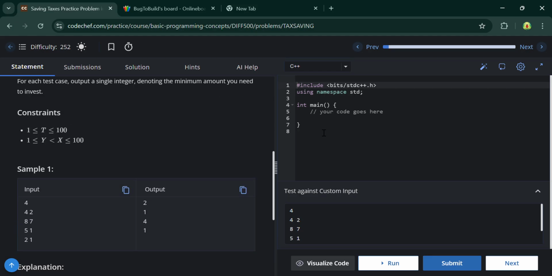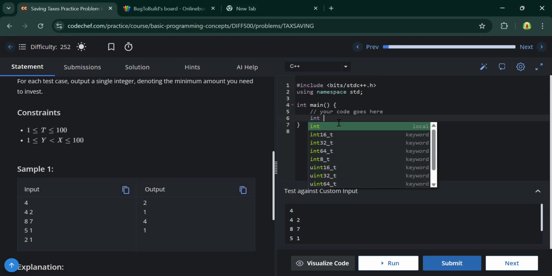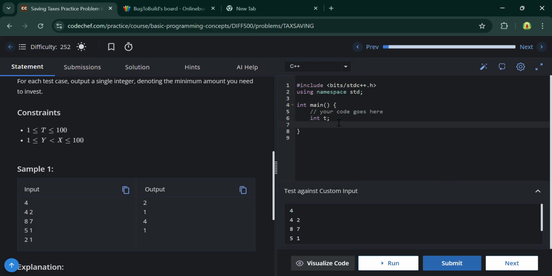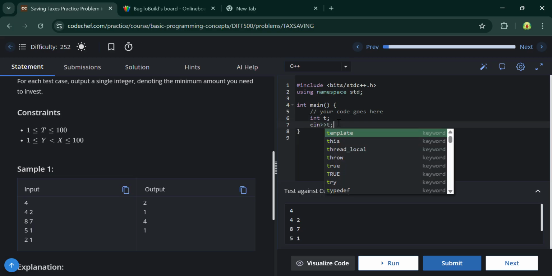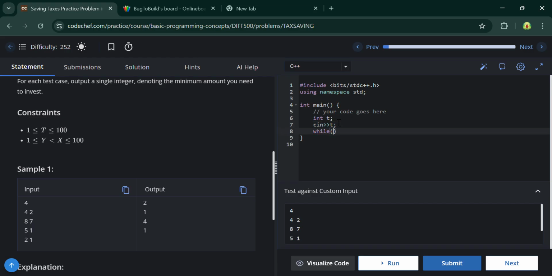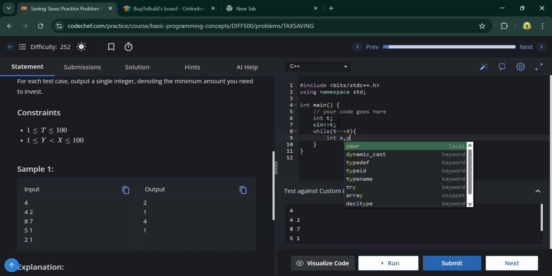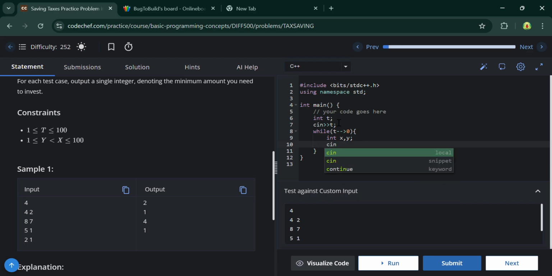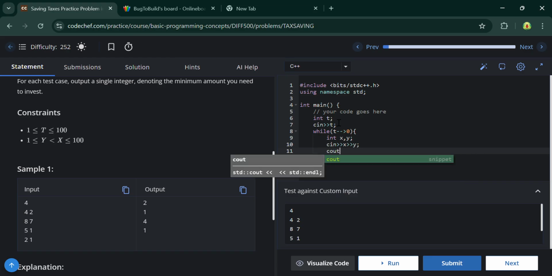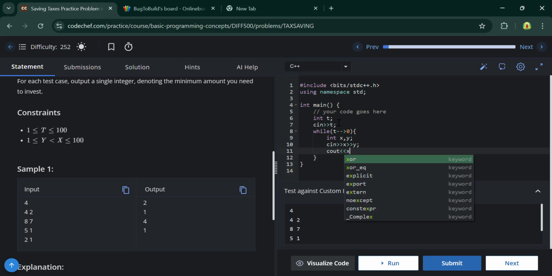Okay, so let's do this. First you have to create an int t, which is the number of test cases, and then take input t. Then while t-- is greater than 0, you have to declare int x, y, which is the amount, take cin x, y, and then cout x minus y and enter.